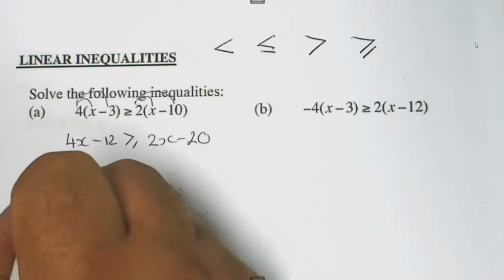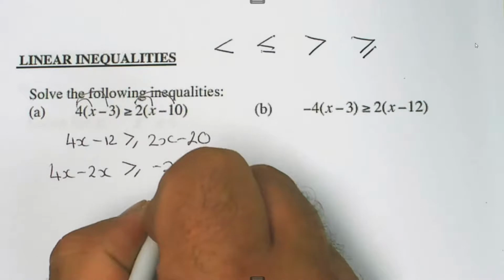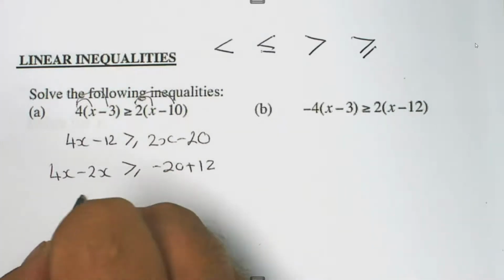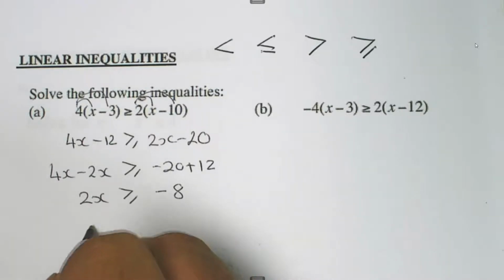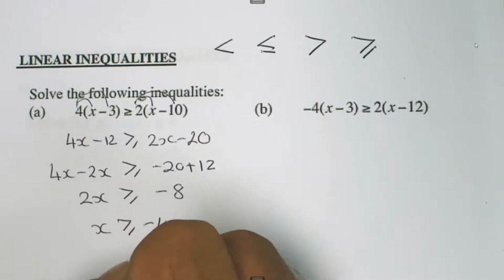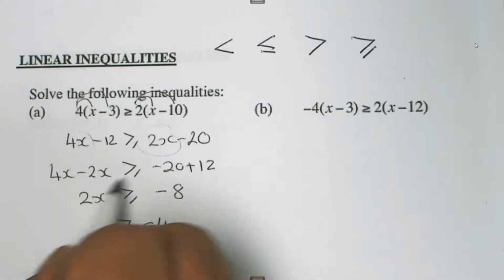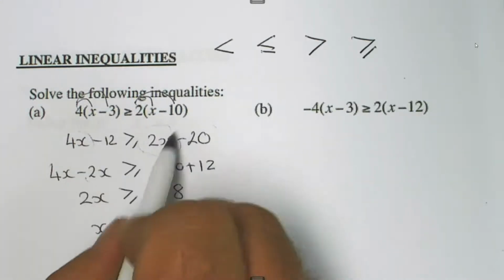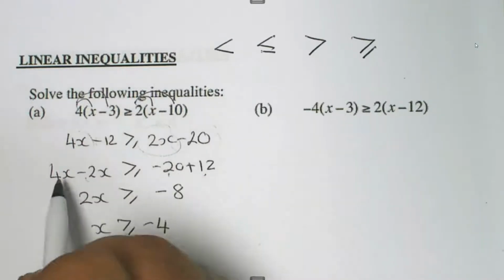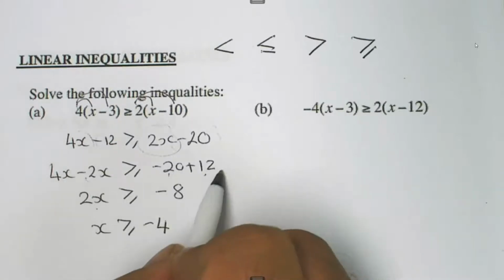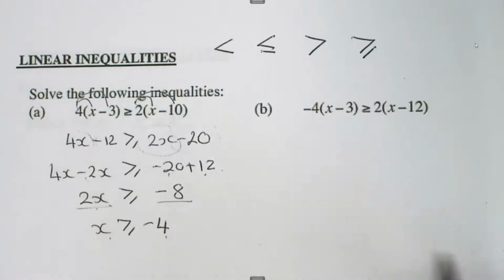Take it across. 4x negative 2x is greater or equal to negative 20 plus 12. So 2x is greater or equal to negative 8. So here x is greater or equal to negative 4. What I did here: 4x, bring 2x across, becomes negative 2x. Negative 20 remains. Take negative 12 across, becomes plus 12. 4x negative 2x is 2x. Negative 20 plus 12 is negative 8. If you divide by 2, you get x, and negative 8 divided by 2 gives negative 4.